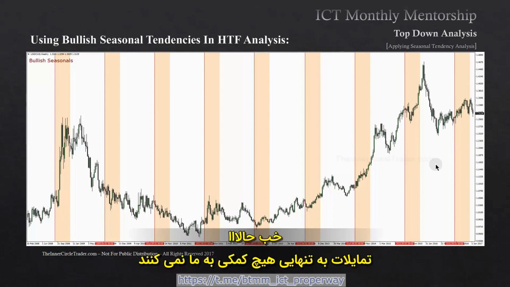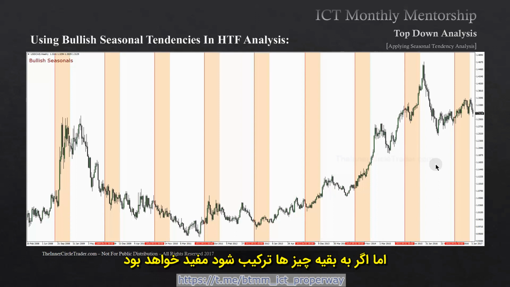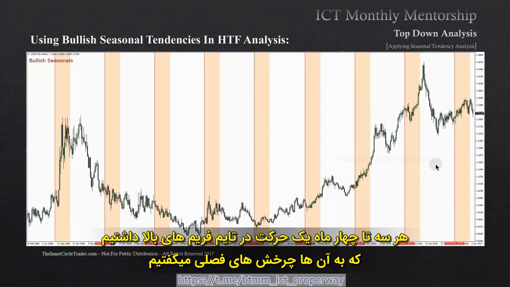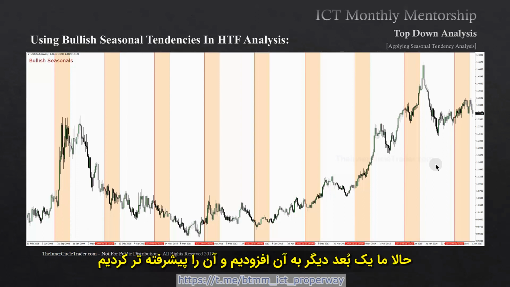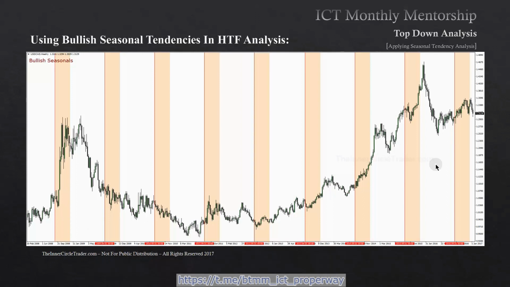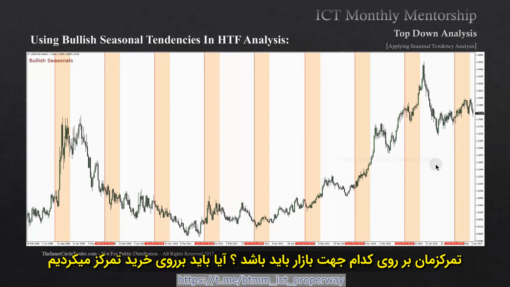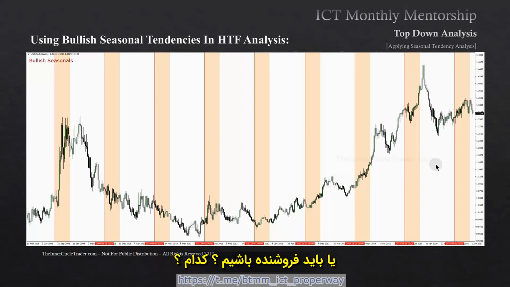Now, by itself, it doesn't mean anything, but coupled with other things like quarterly shifts, remember that? Every 3 to 4 months, there's going to be a move on a higher time frame. Now we're adding another dimension to that. It's one thing to expect a move every 3 to 4 months, but where is that move going? What should we be focusing on? Should we be buying or should we be selling?